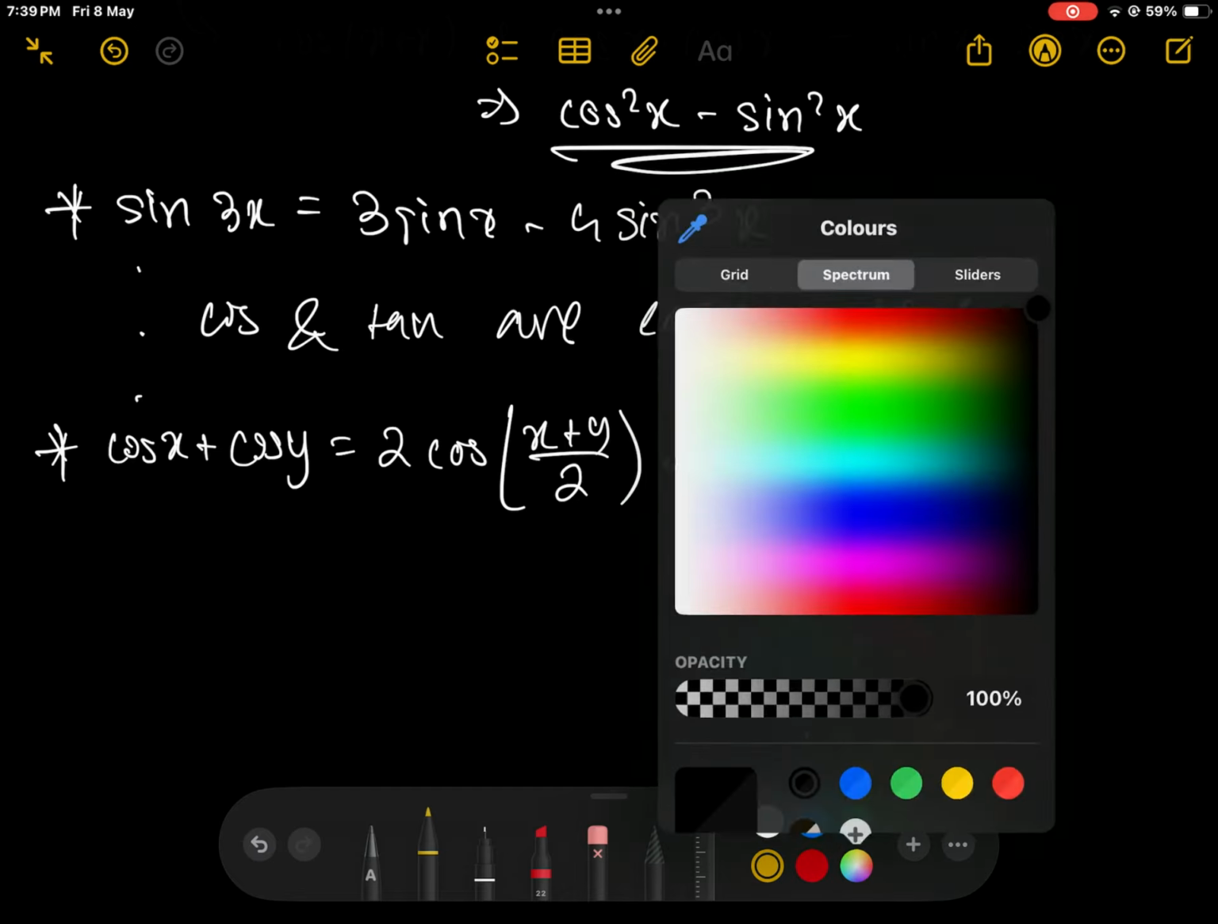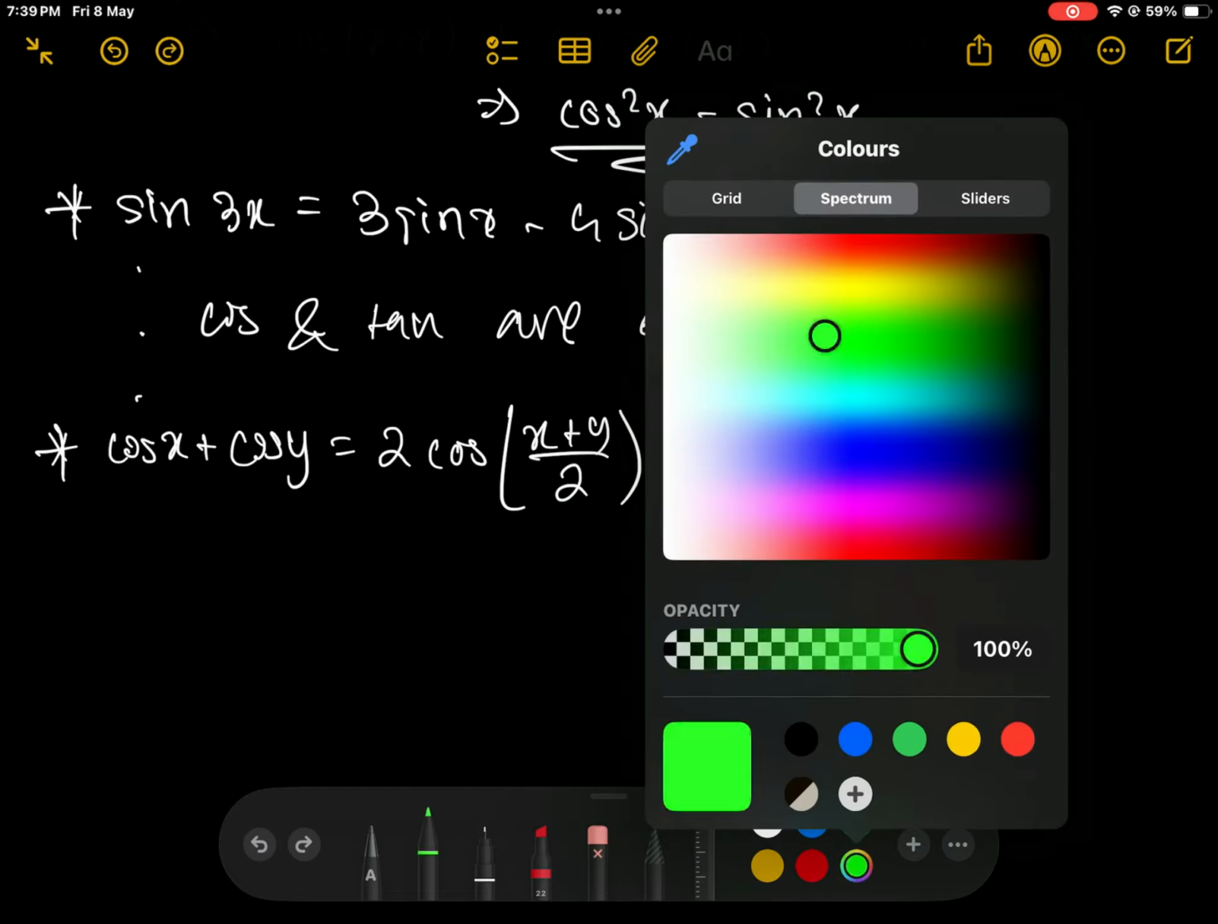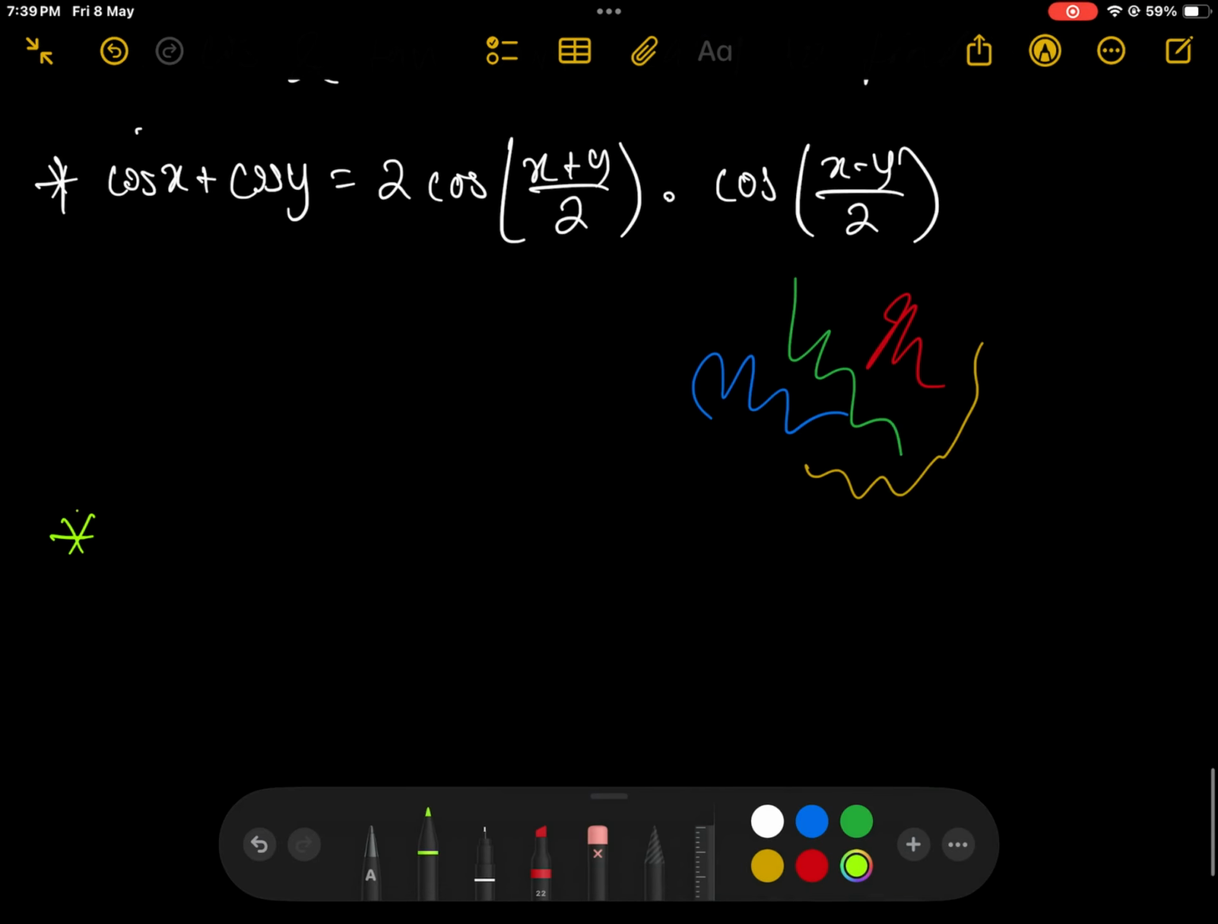I'm adding some colors because it might get boring because I'm only using white. Let's pick a random color. Yeah, I like the lime one. It's nice and vibrant, eye-catching.